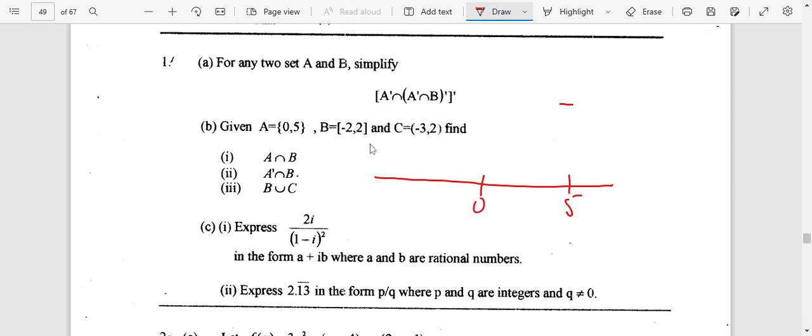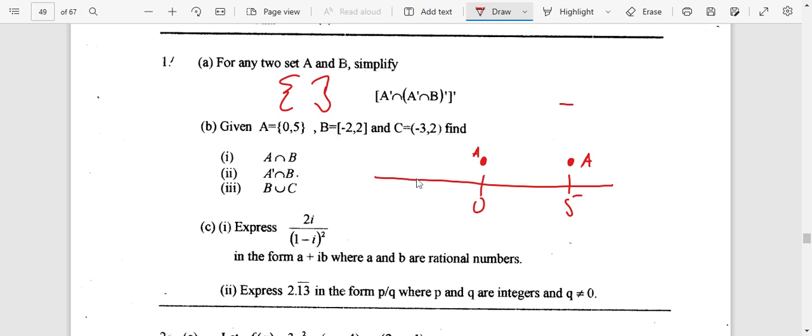Now, if you look at the brackets, these are curly brackets, they represent elements, not a range. So at 0, I'm going to put a dot. At 5, I'm also going to put a dot. This represents the set A. You should never join these two. Don't draw any line. These are curly brackets. They mean elements. It's not a range.